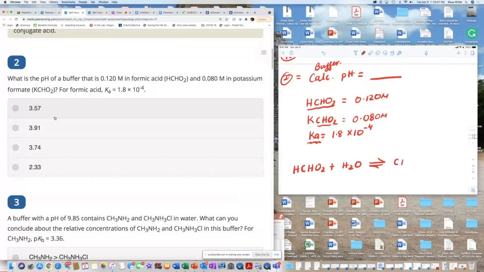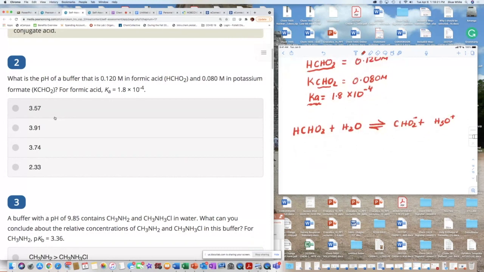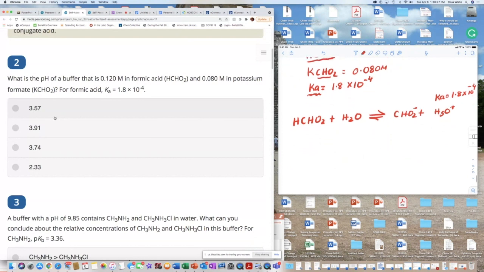And then CHO2 minus plus H3O plus. Here I've lost an H from here to here, and this is what I have. The Ka that goes with this is similar to the acetic acid one, but it's times 10 to the negative 4. Okay. I have my initial, my change, my equilibrium.